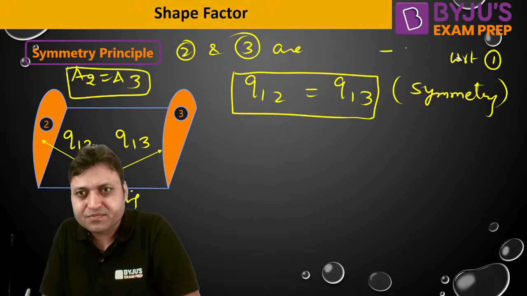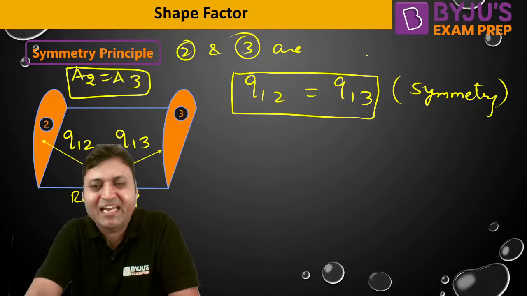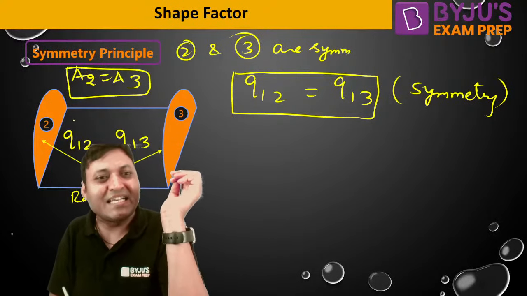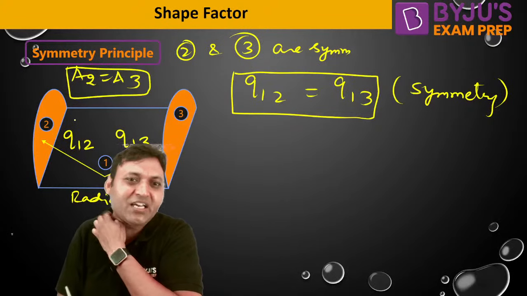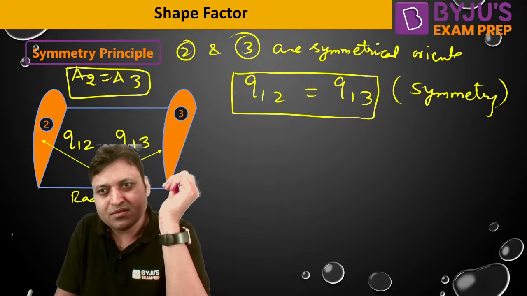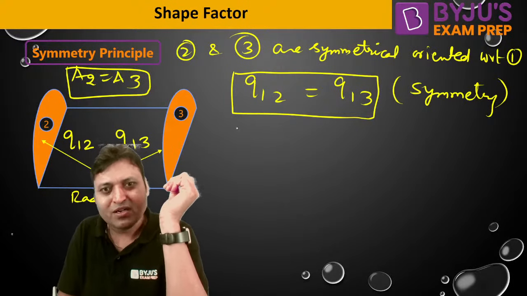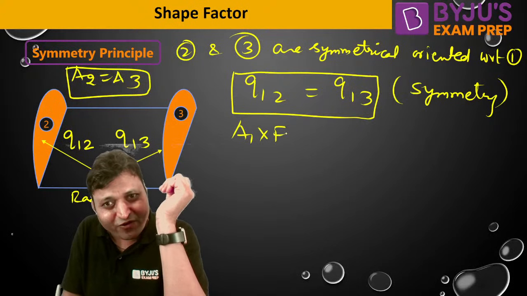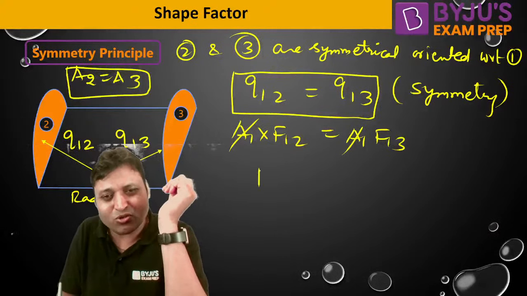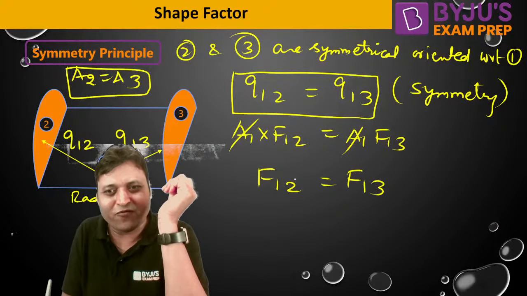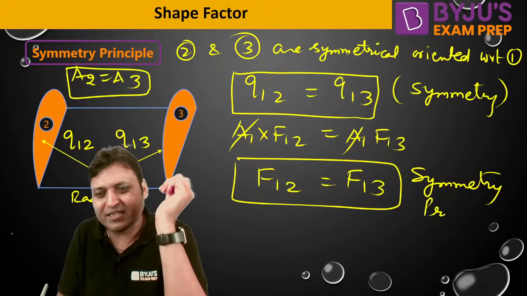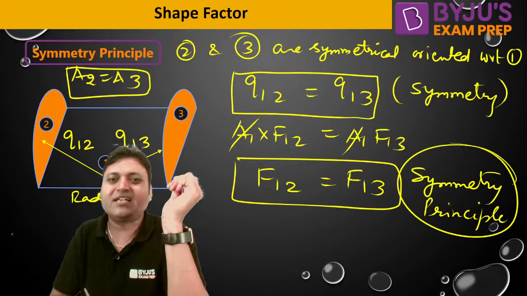Let me write. 2 and 3 are symmetrically oriented. Surfaces 2 and 3 have same shape, size and orientation with respect to surface 1. So Q1 to 2 is proportional to A1 F1 to 2. Q1 to 3 is proportional to A1 F1 to 3. So A1 gets cancelled out. So F1 to 2 will be equal to F1 to 3. That is called the symmetry principle. Are you getting it? That is known as the symmetry principle.